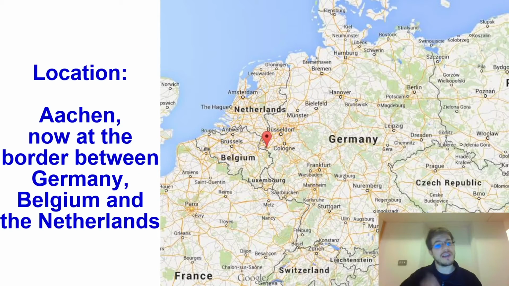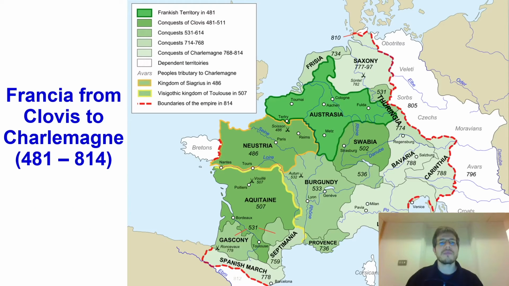The location is here in Aachen, so now this is at the border between Germany, Belgium and the Netherlands, so still in Germany, but just there. And we now have to see why this Aachen is important and how it gets to be very important in the 12th century. Here we can see the expansion of the realm of the Franks all the way up to Charlemagne. This border shows Charlemagne's domains at the end of his life. And Aachen is located here.